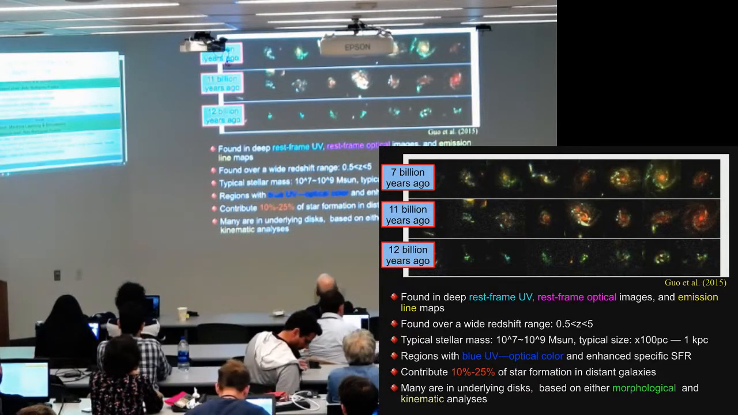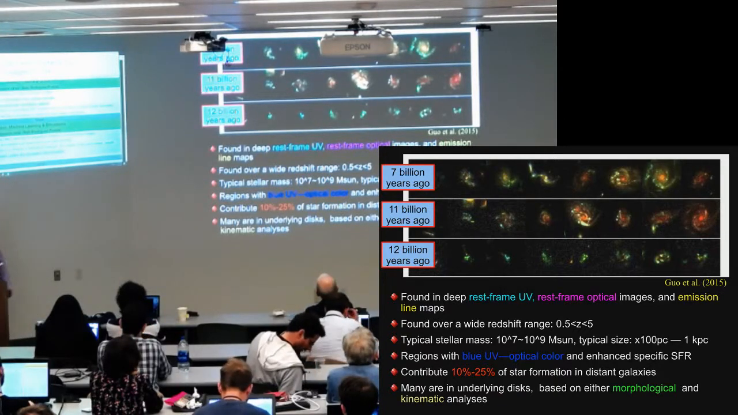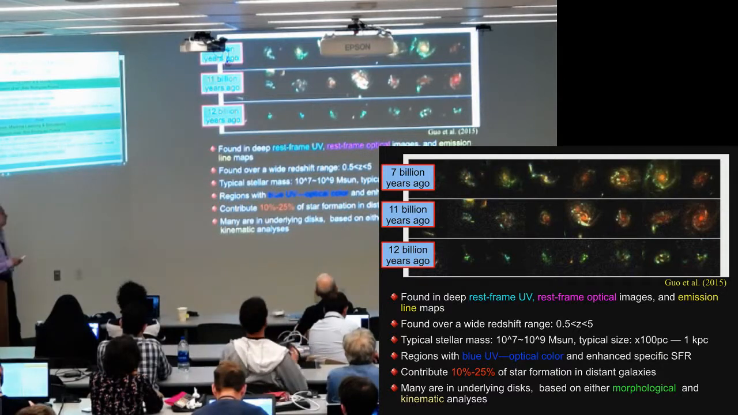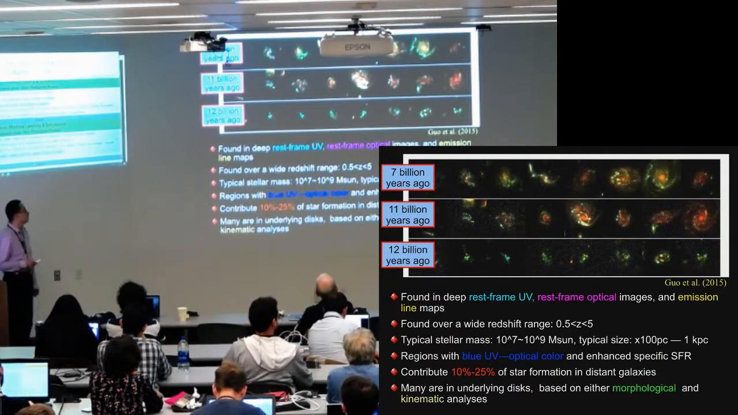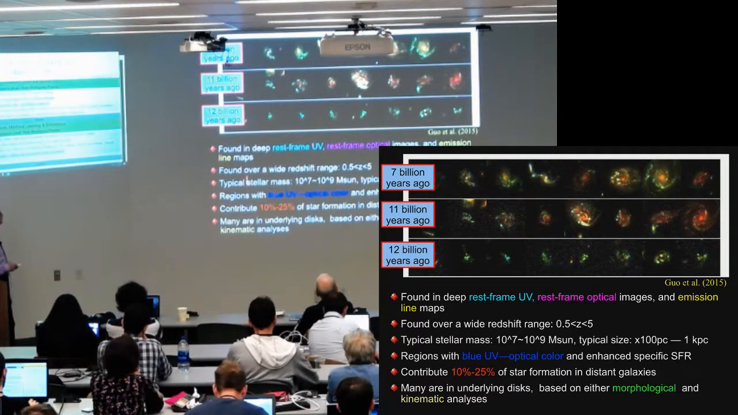And they are blue. They have blue UV-optical color, which means they have very high specific star formation rate. In total, they contribute 10% to 25% of star formation in their host galaxies. And many clumps are found in rotating disks, based on either morphology or kinematic analysis.